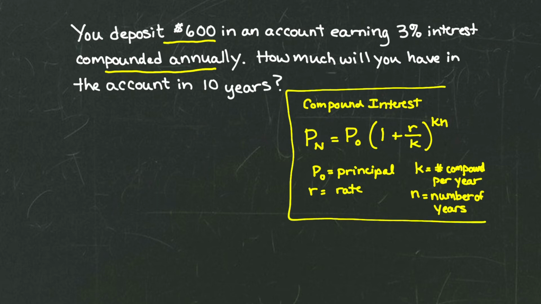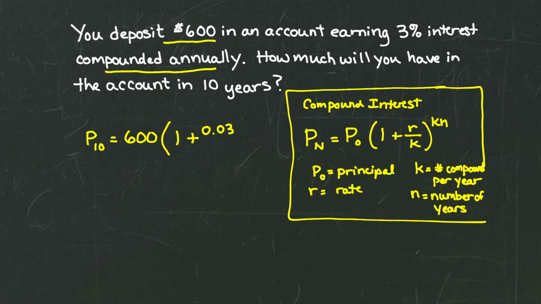Now, how is that going to relate to our problem? We are looking for how much will we have in the account in 10 years. So that means we're searching for P sub 10, or the amount in the account after 10 years. We're given P sub 0, which is our initial deposit, that's 600. We're also given our interest rate. Our interest rate is 3%, which we'll rewrite as the decimal 0.03.